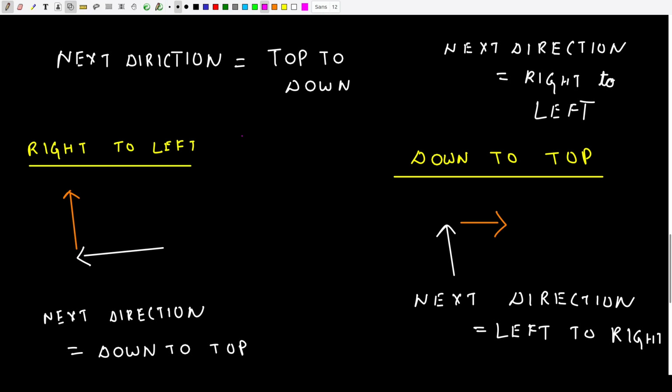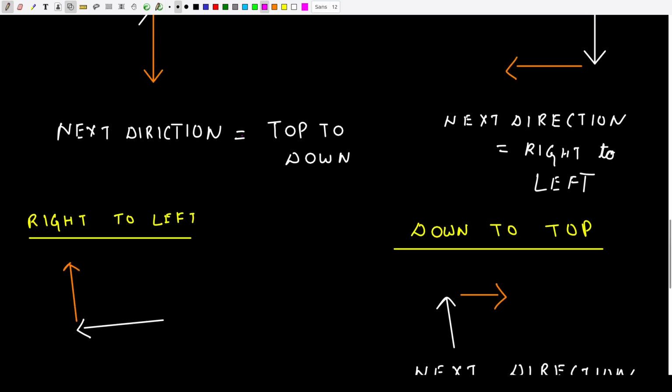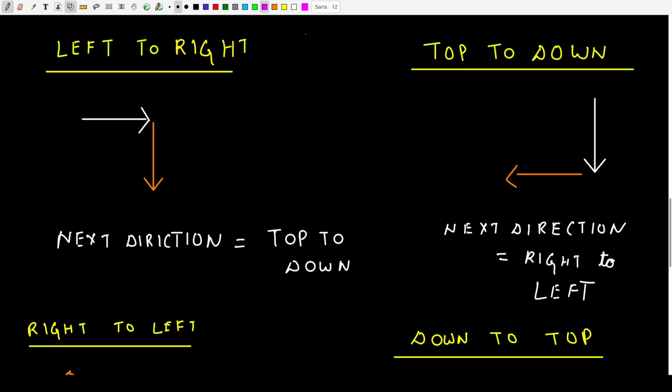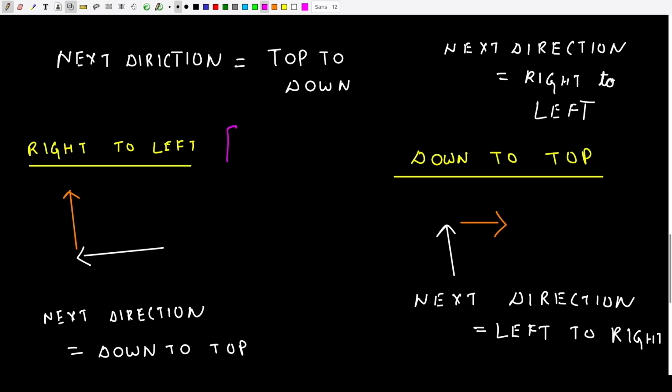Now in order to ease our implementation, we are going to represent each of these dimensions with a number. So let us do that. Let us say we will represent left to right direction by 0. We will represent top to down direction by 1. Similarly, we will represent right to left by 2 and down to top by 3. So in this way, using 0, 1, 2 and 3, we will be able to represent our directions.